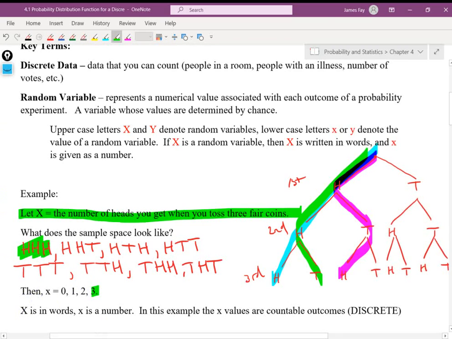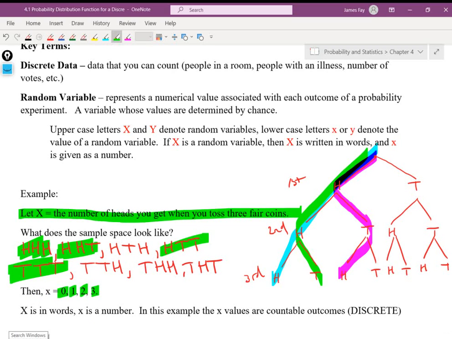So that's why X could be 3. Can you get 2 heads? So that's why I've got 2 there. Can I get, so that's 2 heads again. Here's 1 head. And then in this situation, there would be no heads, right?